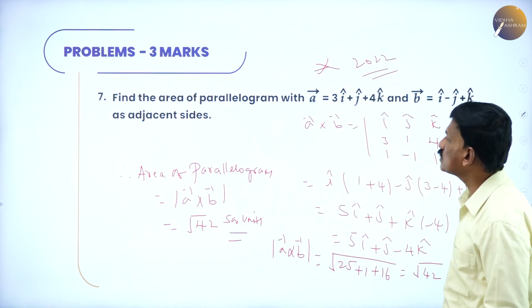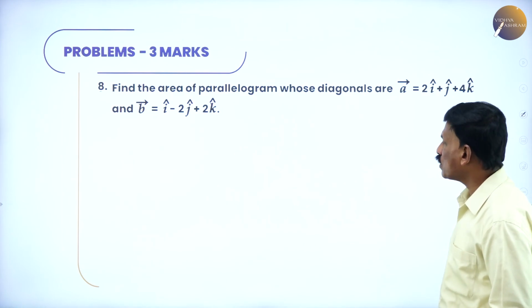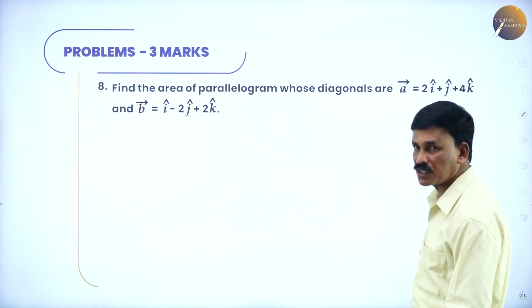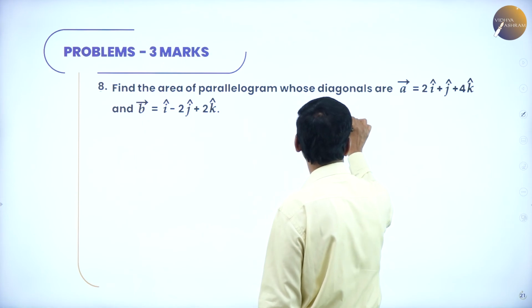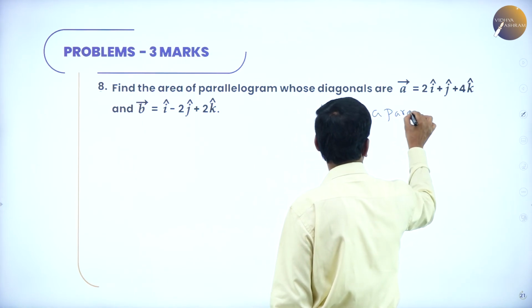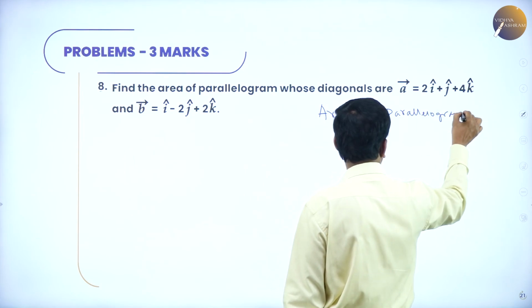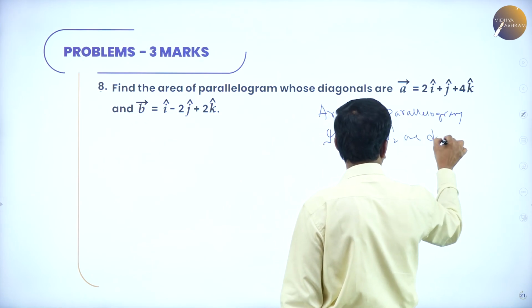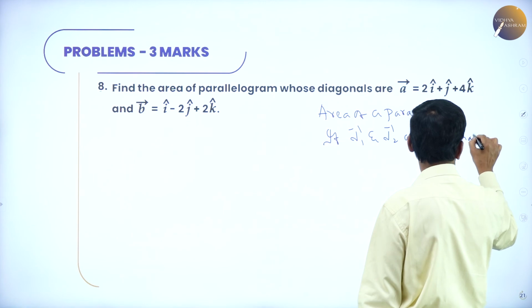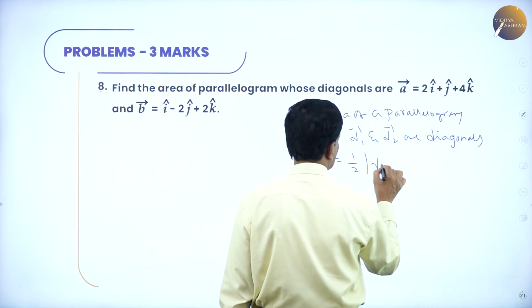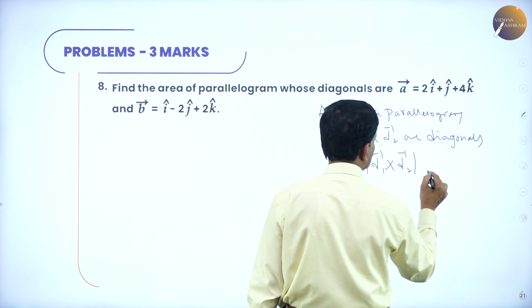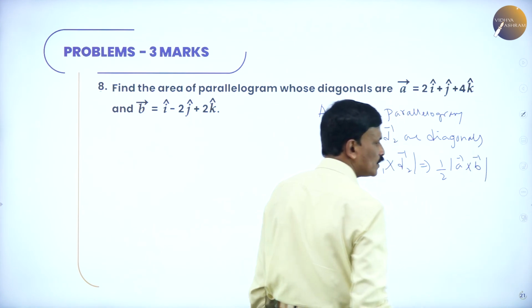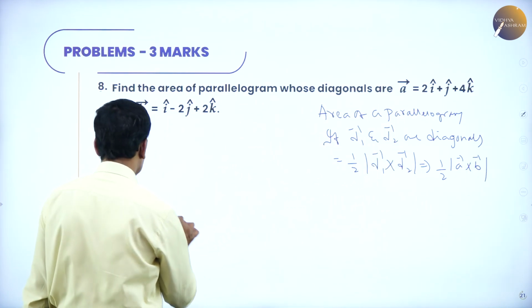Okay. Hope you followed this. Now let us come to the next problem. The next problem here is to find the area of a parallelogram whose diagonals are given. So here the area of a parallelogram, if D1 and D2 are diagonals, is equal to half into the length of D1 cross D2, or this is given here as A cross B, so we can take half into the length of A cross B. Now just find out A cross B, that's it.